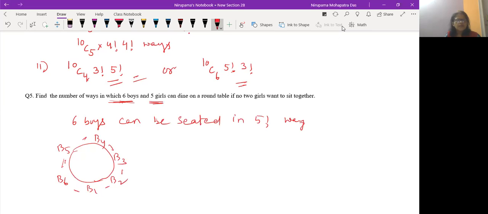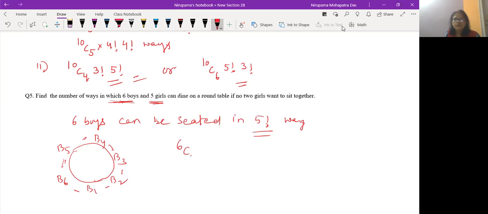So basically you have to select these, right? Factorial 5 ways you are arranging the boys, it's done. Now out of 6 gaps, 5 gaps can be selected. Here you are not arranging, you are selecting. You are not placing 5 in 6 places, because the number of places is more here, right? So 6 places, 5 girls. So you have to select 5 places for 5 girls.